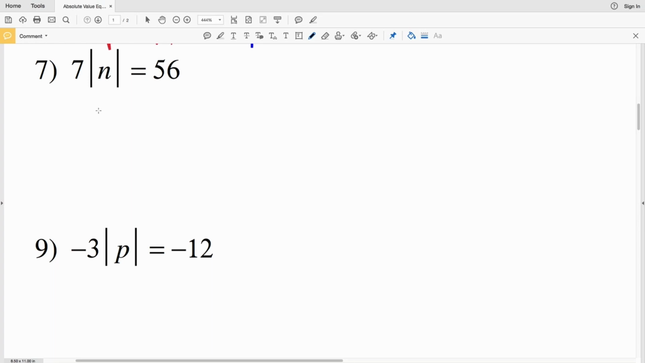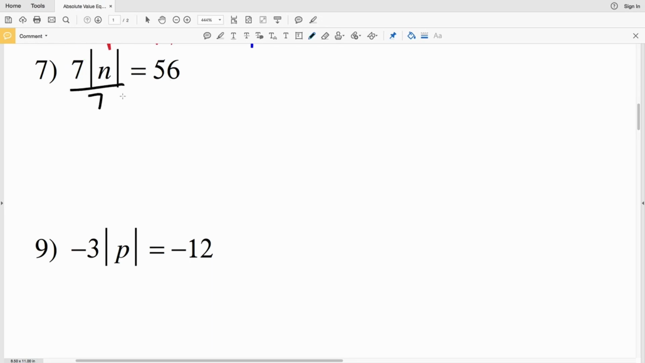Moving on to number 7, we have 7 times the absolute value of n equals 56. This is a little different than the previous problems because this 7 is outside of the absolute value. So what we need to do is divide by the 7 first so that the absolute value is all by itself, so that we know the options for what's inside that absolute value.